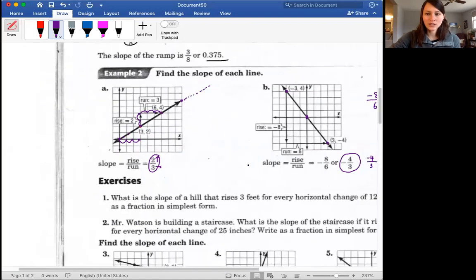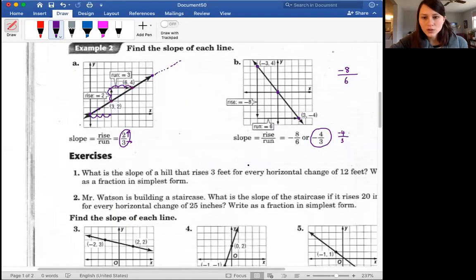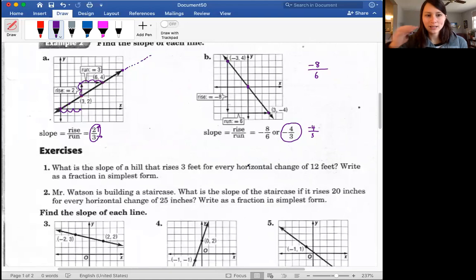Okay, so let's look at some example problems here. Number 1, it says, what is the slope of a hill that rises 3 feet for every horizontal change of 12 feet? Write as a fraction in simplest form. So the rise is 3, the run is 12, so it's 3/12, that's the movement, and that is going to be simplified as 1/4. So 1/4 is your answer. We always want to simplify our slope. Number 2, Mr.